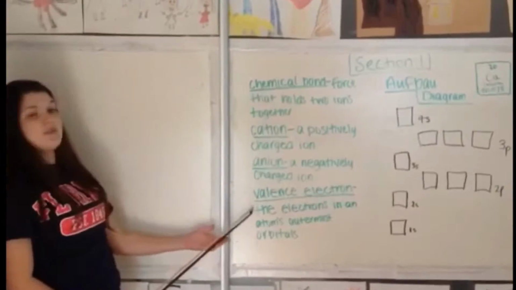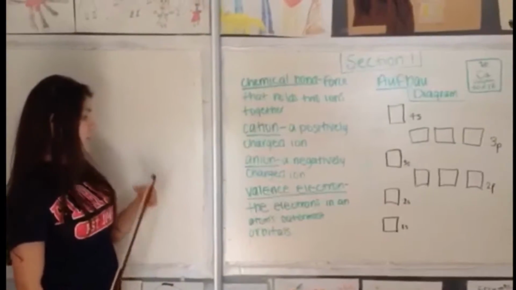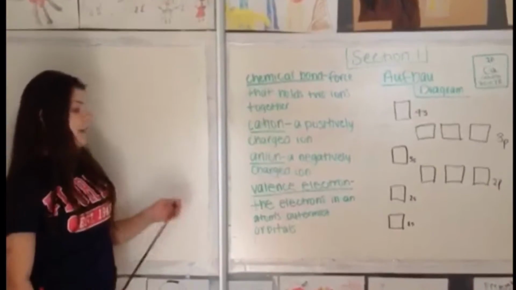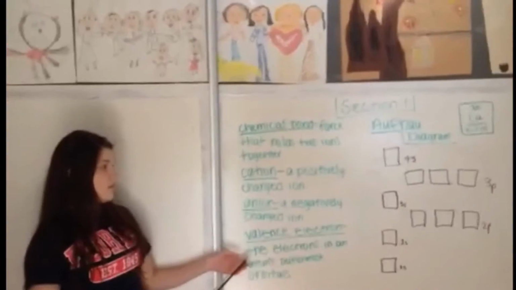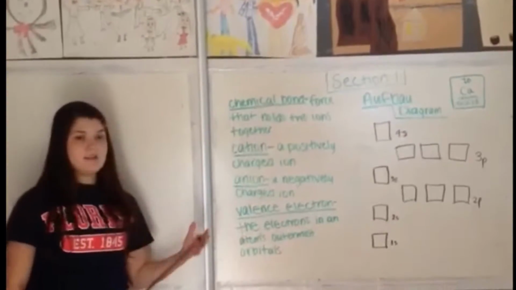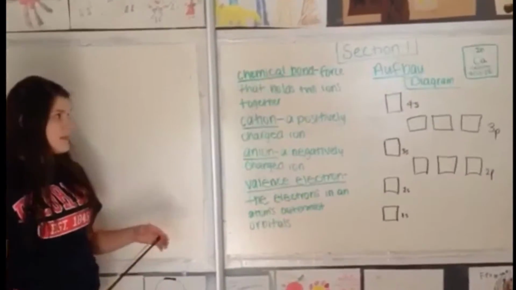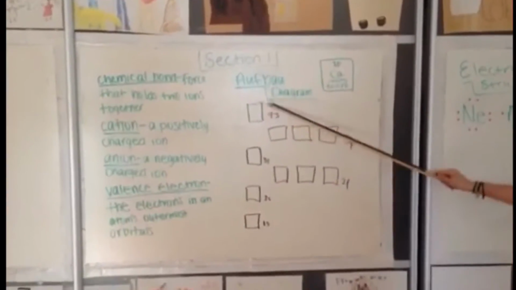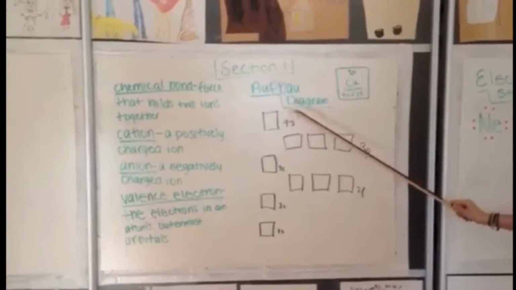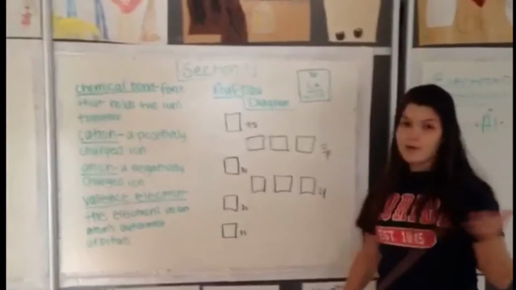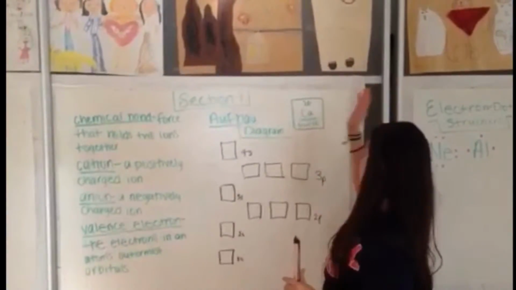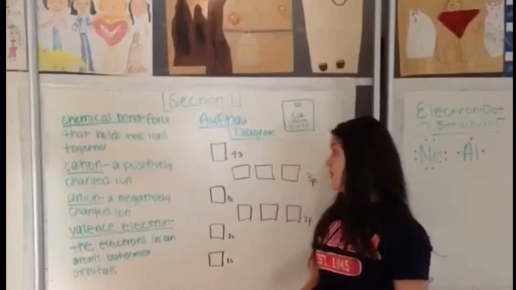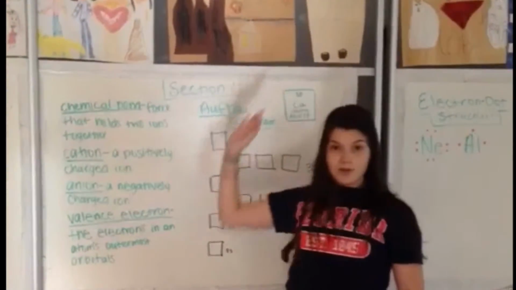And then we're introduced to valence electrons, which are the electrons in an atom's outermost orbitals. This can be looked at through a variety of different models and diagrams. Particularly, we have the orbital box diagram, and I'm going to demonstrate how, by looking at an element on the periodic table, we can fill out this wonderful chart.